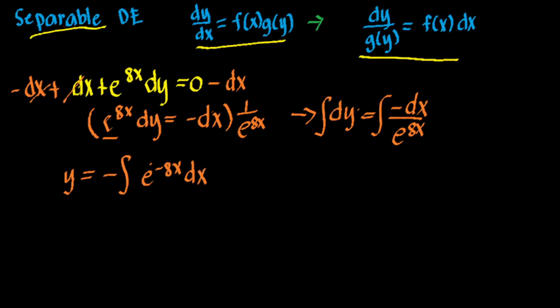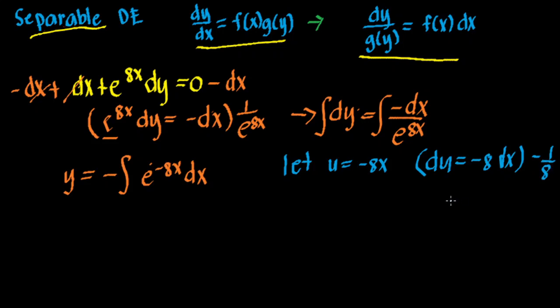And we'll let u is equal to e to the negative 8x. And then let's try to take the derivative. du is equal to negative 8 dx. Multiplying by negative 1 over 8, we have our dx as negative 1/8 du.